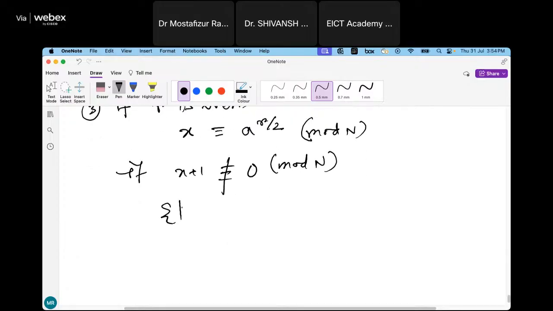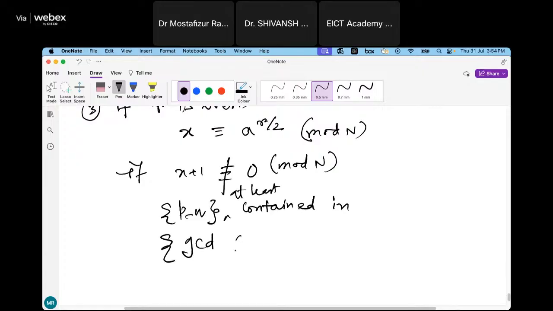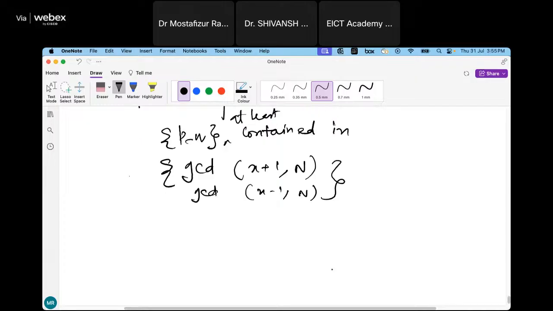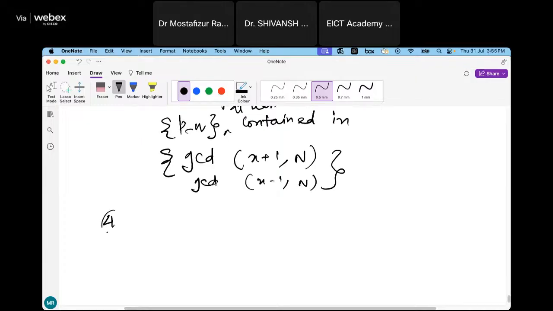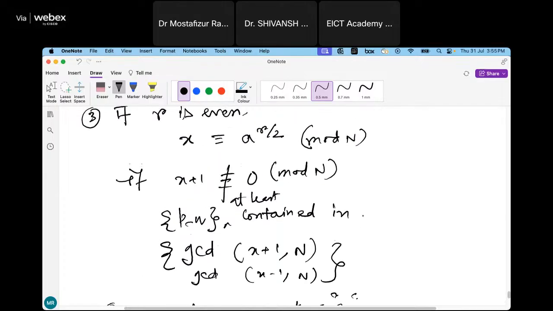Then we can say that p and q, the factors, are contained, or at least partly contained, in the GCD of X plus 1 and N in the even case, or in the odd case GCD of X minus 1 and N. Okay. If you don't get the solution, then choose some other A. Okay. So that is Shor's algorithm. Basically, these are the only four steps of Shor's algorithm.